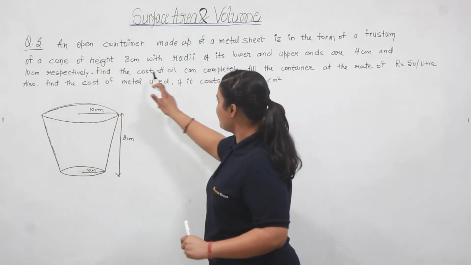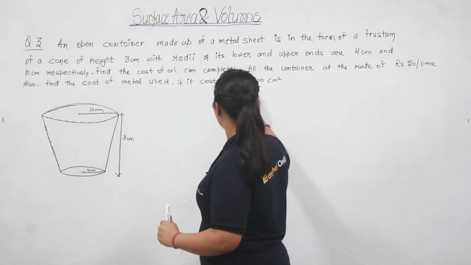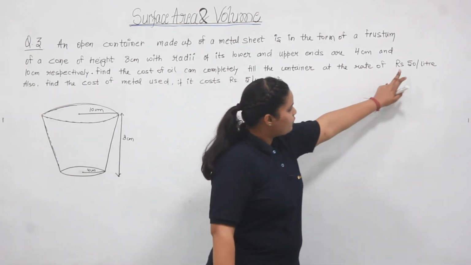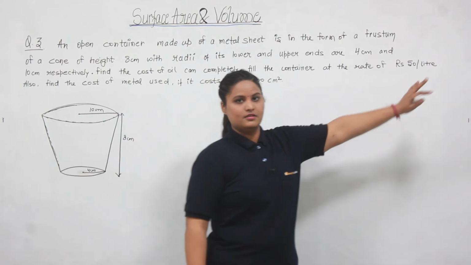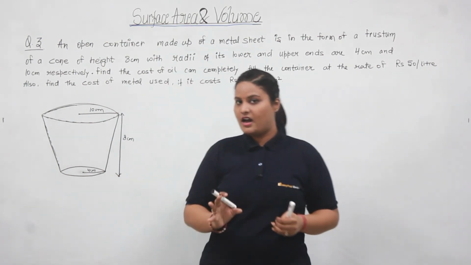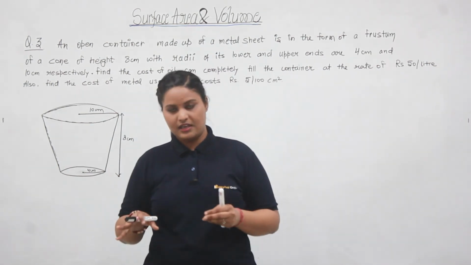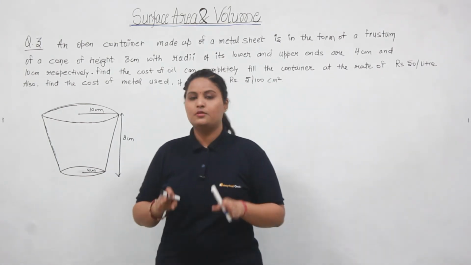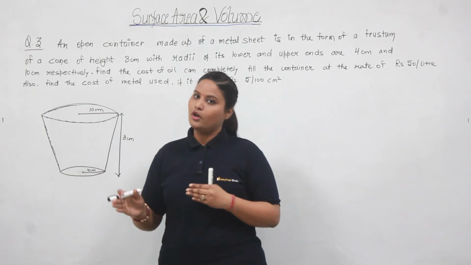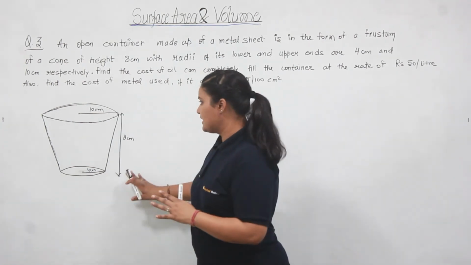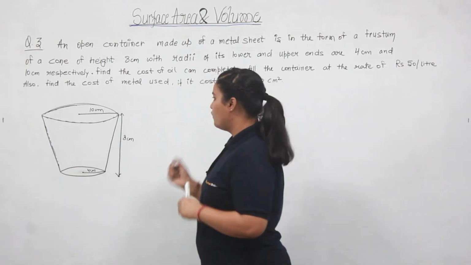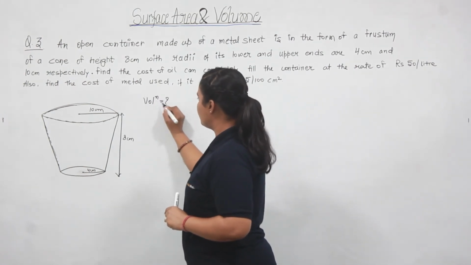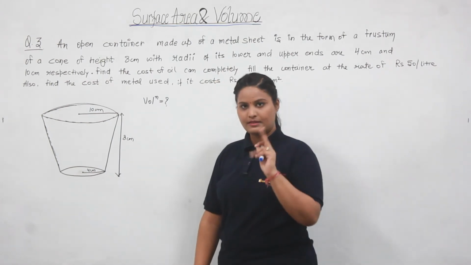Now find the cost of oil that can completely fill the container at the rate of rupees 50 per liter. Okay, whenever we are asked to find the cost of something that completely fills a shape, it means we have to find the volume, right? It means here we have to find the volume of the frustum. Clear? One thing.